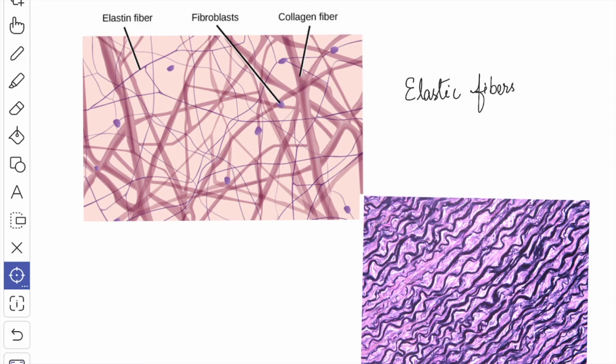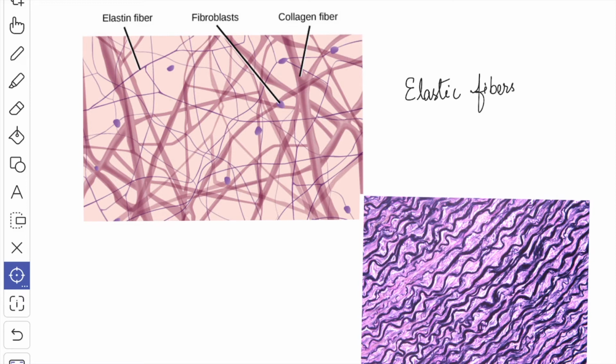Next we'll see about the production of the elastic fibers. The elastic fibers of connective tissue are produced by the fibroblast. In some situations, the elastic tissues can be formed by the smooth muscle cells.